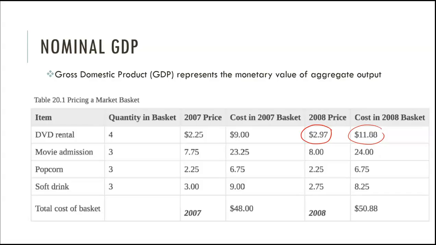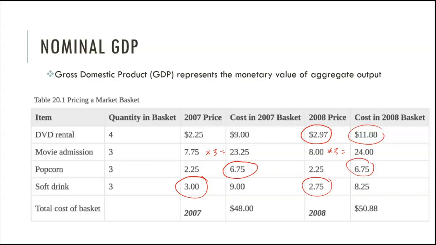Movie admission was $7.75 in 2007. We multiply that by 3, we get that the cost of this basket was $23.25. In 2008, prices went up to $8, multiply by 3, that gives us $24. You can see that the price of popcorn did not change. So $2.25 times 3 gives us a market basket cost of $6.75. The soft drink cost actually decreased. So it was $3 in 2007 and $2.75 in 2008.